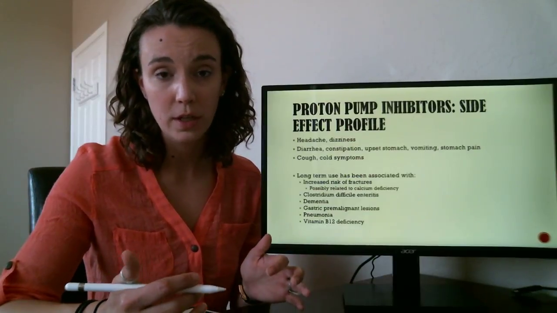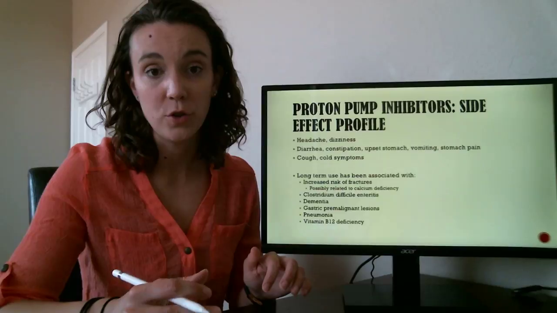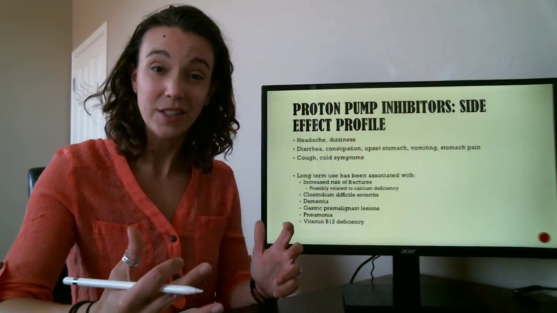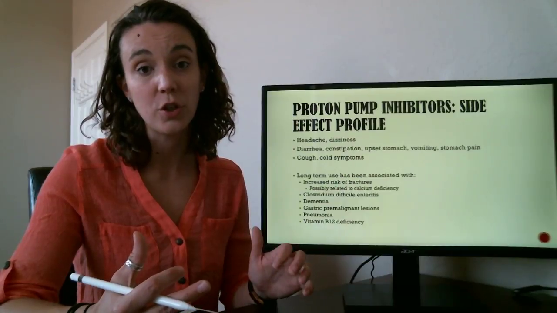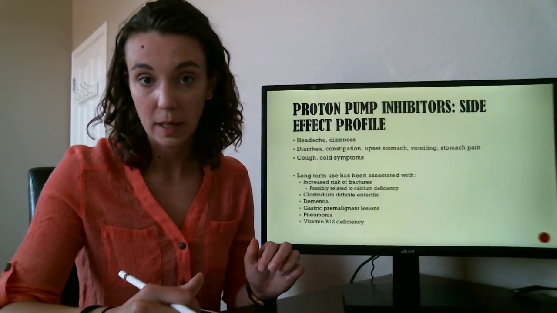Though most people, if using PPIs over the counter, should only be taking them for up to 2 weeks at a time, according to the FDA. If they're needed further than that, you really should encourage your patients to be talking to their healthcare provider about what their best options are.